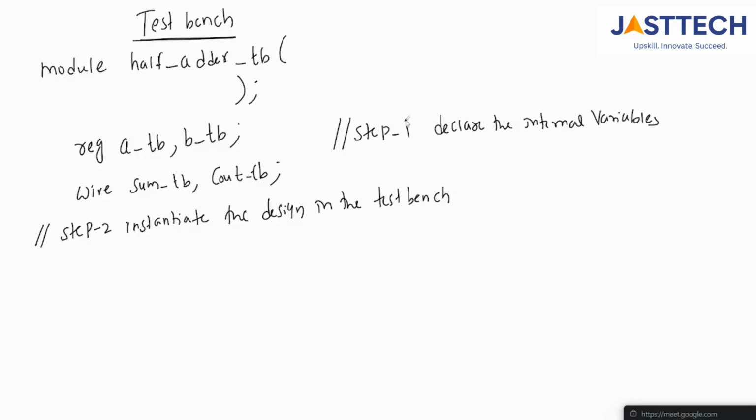Can anyone unmute yourself and tell me how many types of instantiations there are? Can anyone say? Hello.